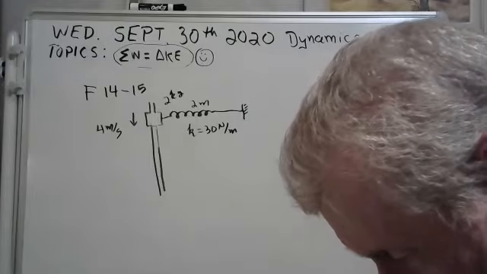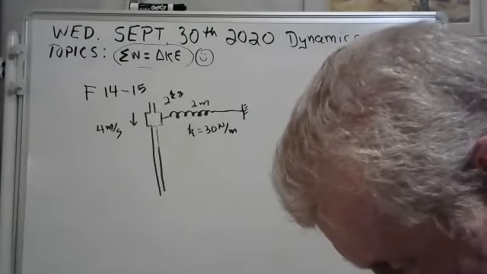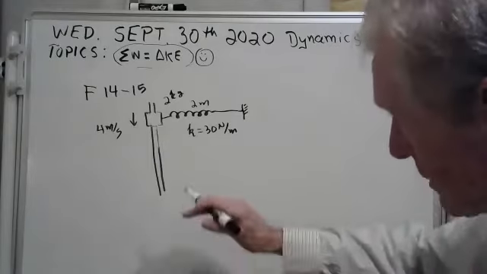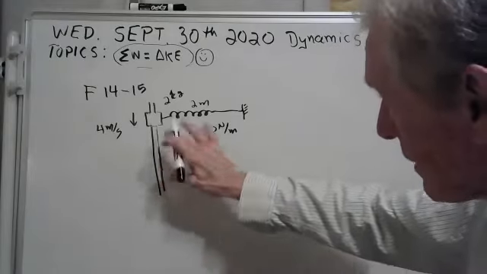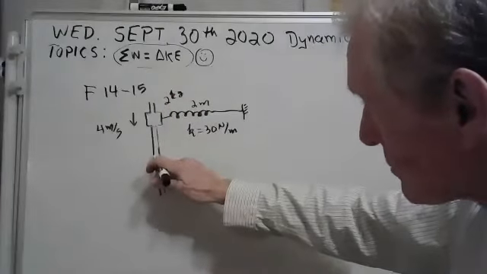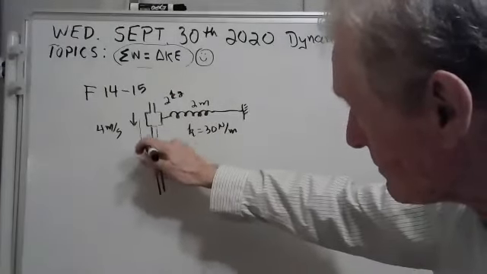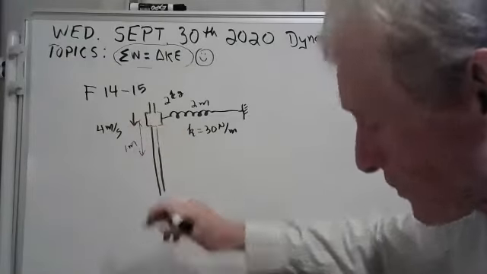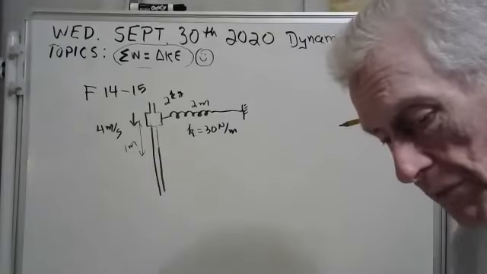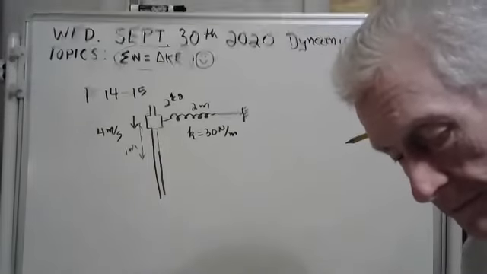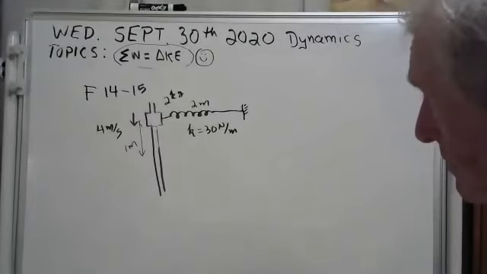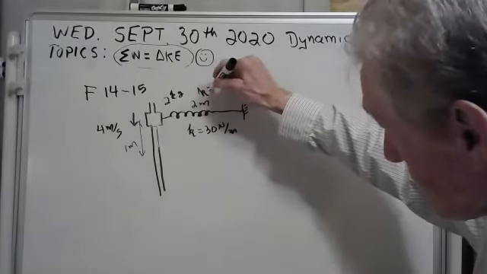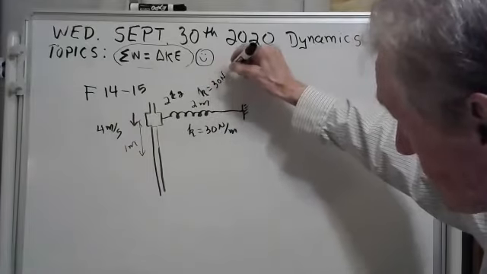It has an unstretched length of 1 meter. They want to know the velocity when this thing goes down 1 meter. Well, if that's 2 meters, 1 meter is about here. And so the spring, here I'll put it in green maybe. Let me write that K up here. K is 30 newtons per meter.